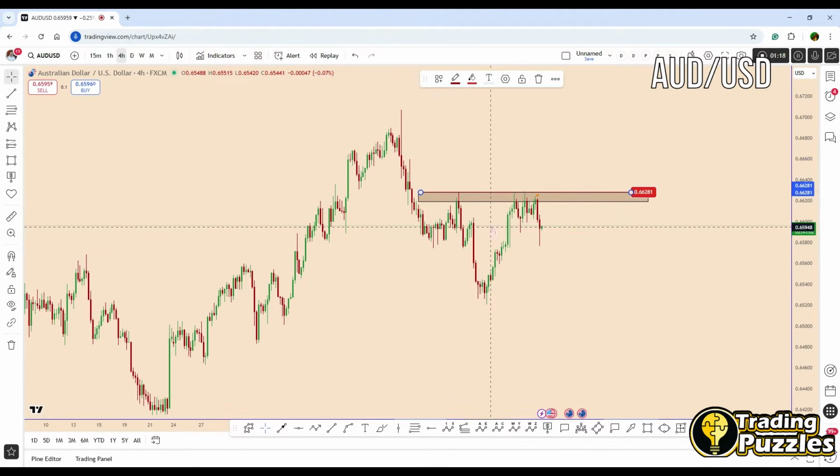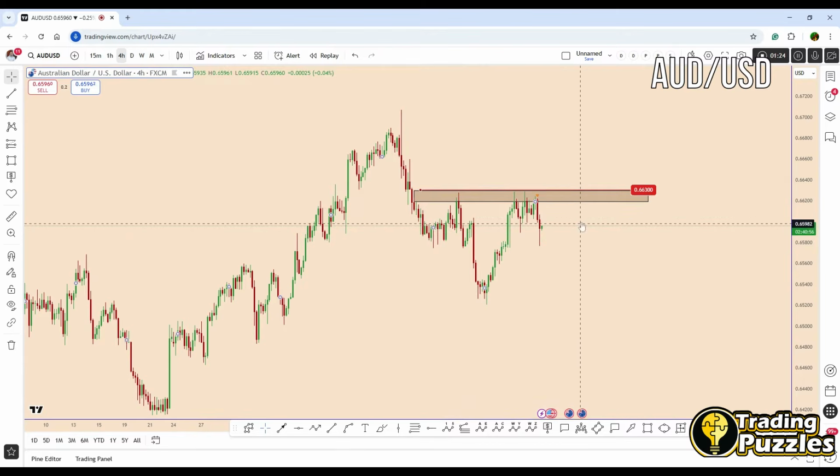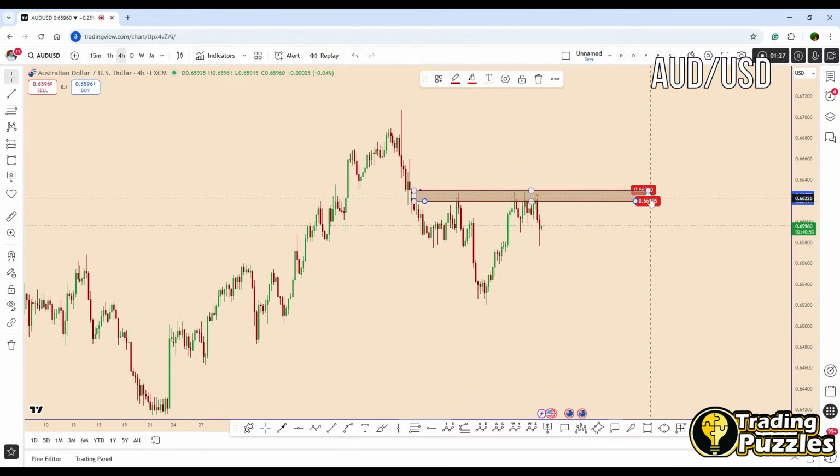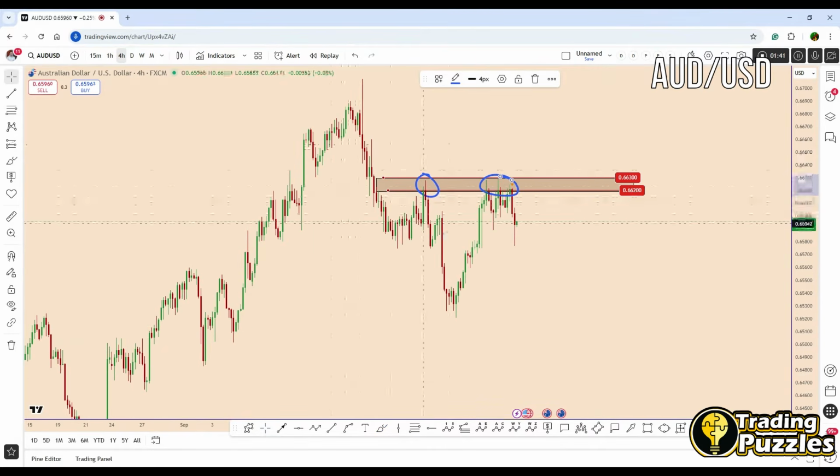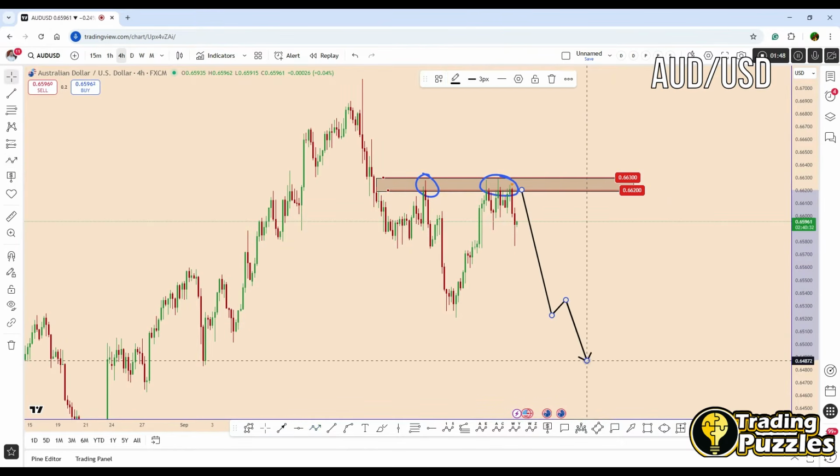The first zone that I'm looking at is going to be this here, let's say 0.6630, where we can see all the wicks of the candles. Look at the candles here in this area, so it proved that it was a strong zone as long as the price couldn't break above this zone. And seen from this perspective, we may have a bearish movement.